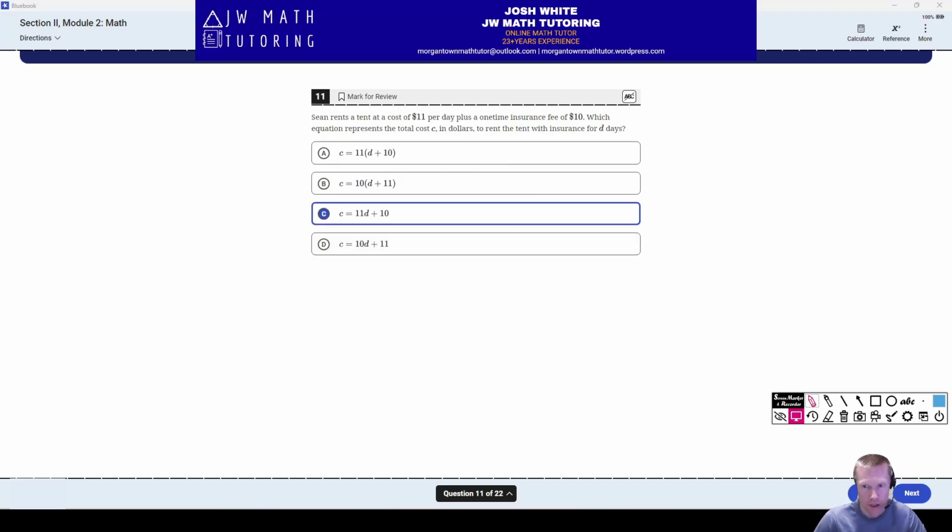Also briefly mention, you could also do this one using back solving. What you would say is, say I rent the tent for 2 days. That's 11 times 2 plus 10, 22 plus 10, 32. And then you'd go through all these answer choices, you'd plug in 2 for D, and you'd see which one equals 32. It's going to be letter C. That's the only one that's going to equal 32 and give you the correct answer.